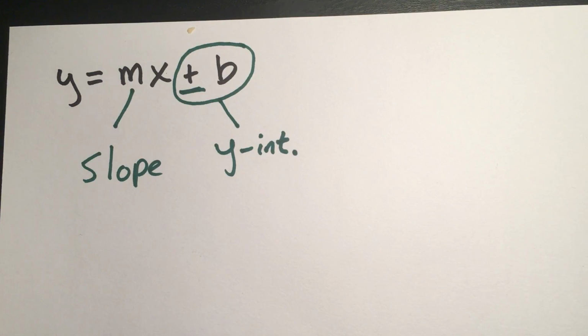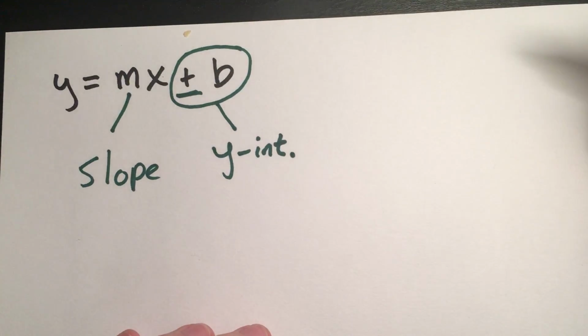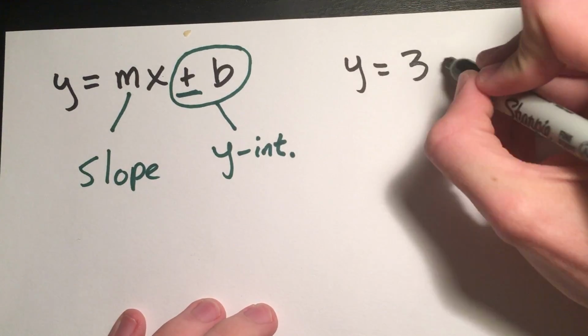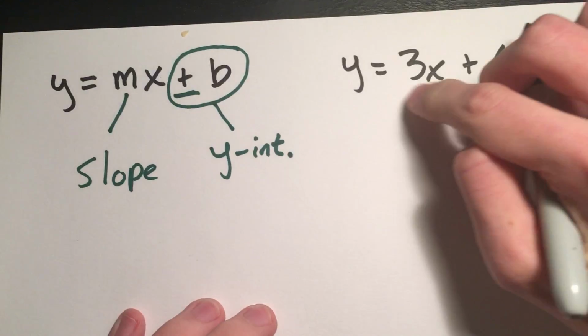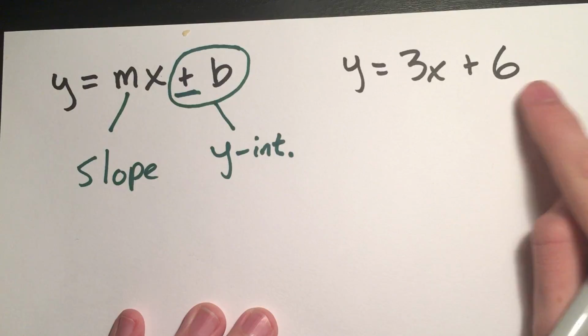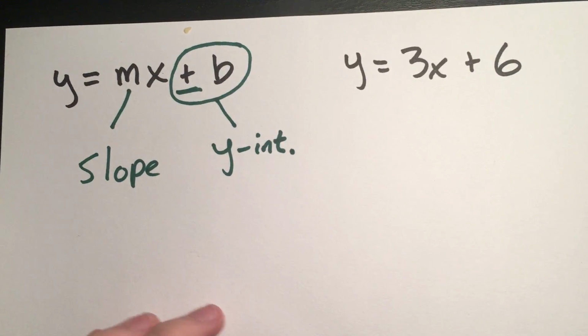So first of all, we're going to start with a pretty basic example. If I tell you that a linear function has a slope of, say, 3 and a y-intercept of 6, you should pretty easily be able to write down what the equation of that line would be, right? That means my equation has to be y equals 3x plus 6. Because the 3 goes in the spot where my slope is, and the positive 6 goes in the spot where my y-intercept is, and it's pretty straightforward.